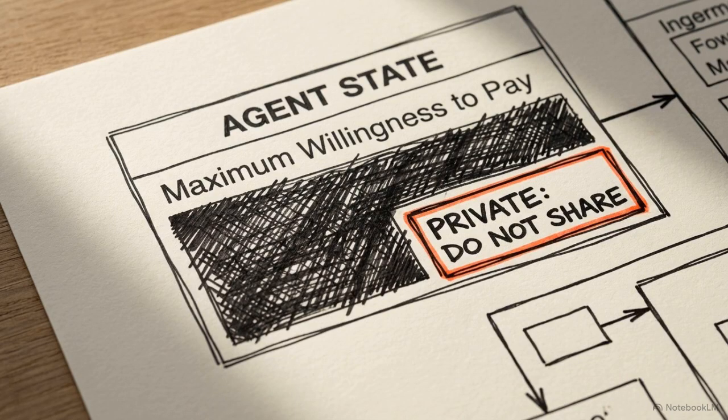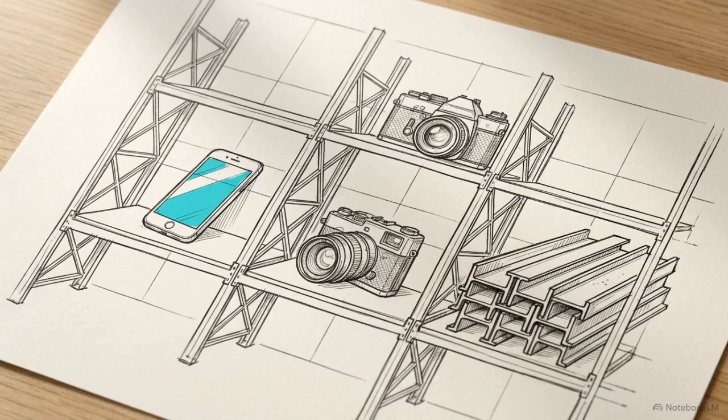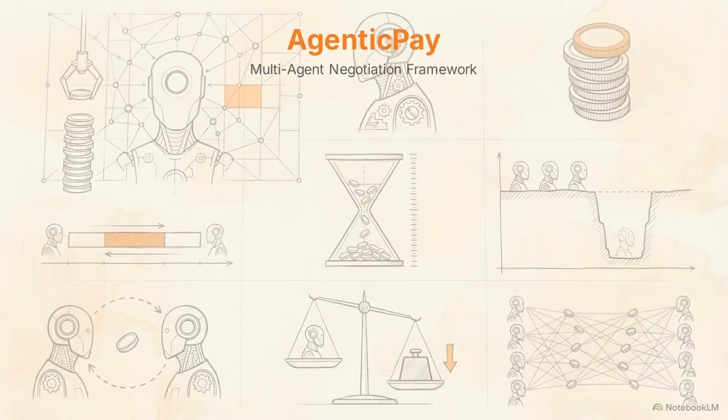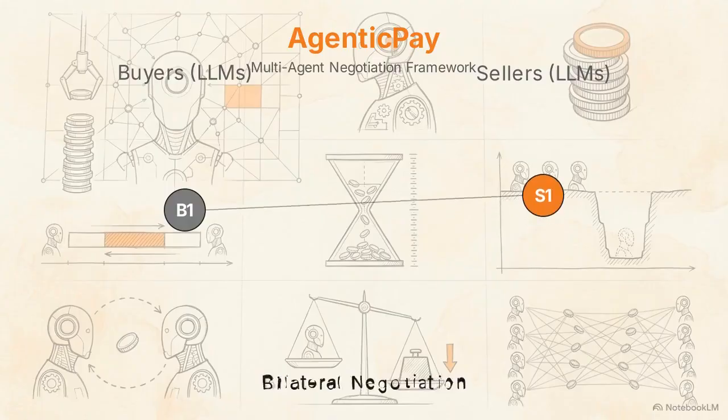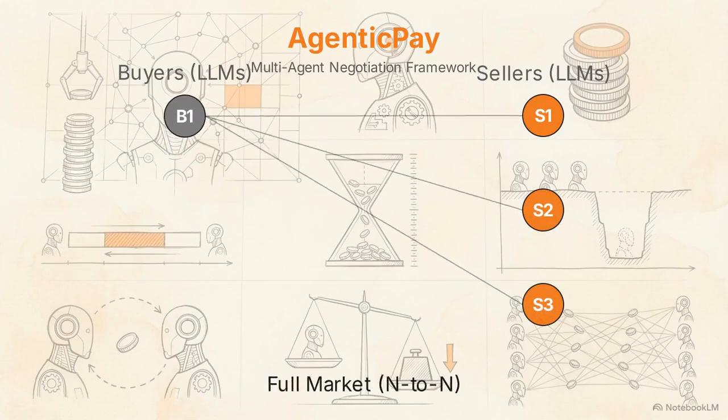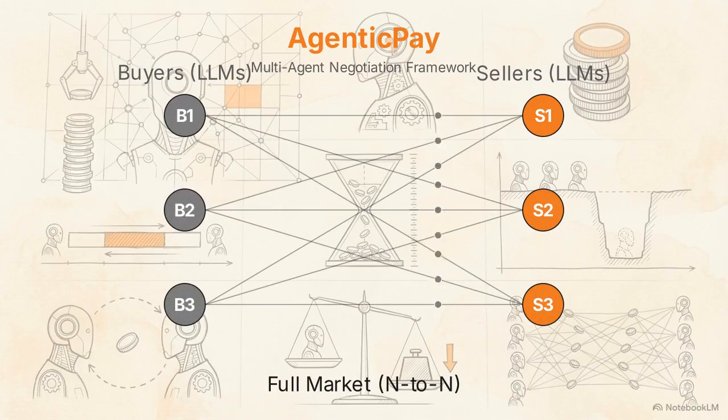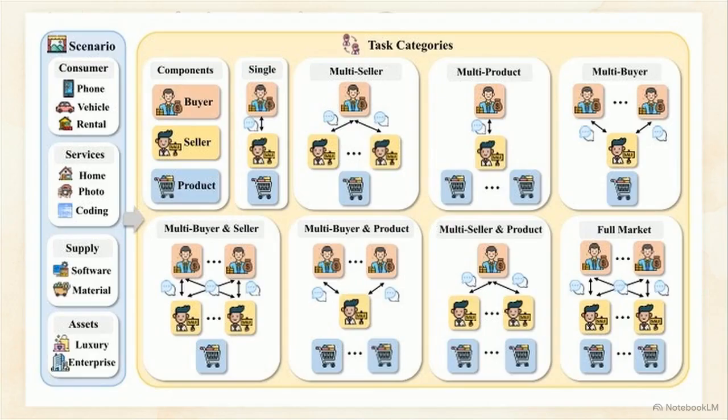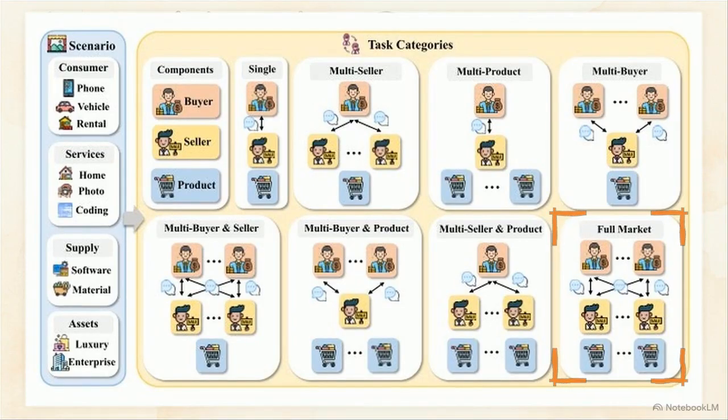These agents must handle asymmetric information, such as private reservation values, while accounting for the specific features of heterogeneous products. To address this evaluation gap, researchers developed the AgenticPay framework. AgenticPay is a system built specifically to evaluate how well large language models handle complex, multi-agent negotiations. This benchmark consists of over 110 distinct tasks. It subjects models to everything from simple bilateral bargaining to complex many-to-many markets involving competing agents and multiple product variables.